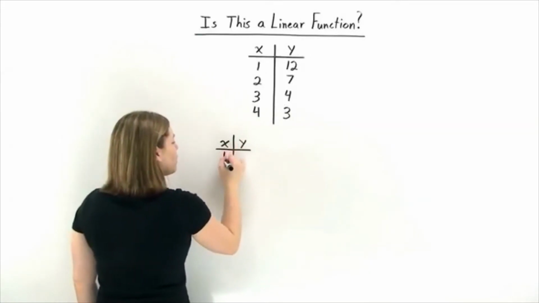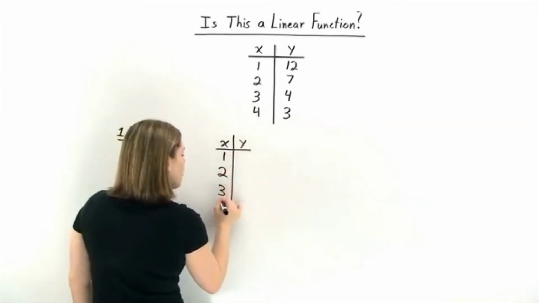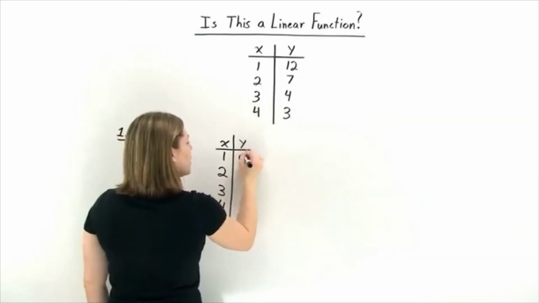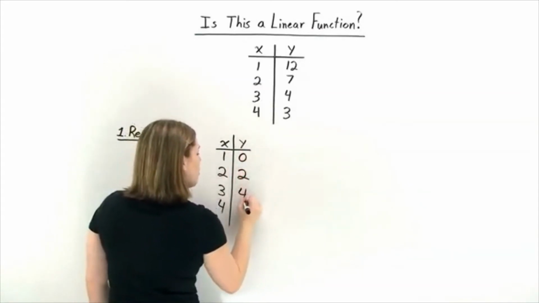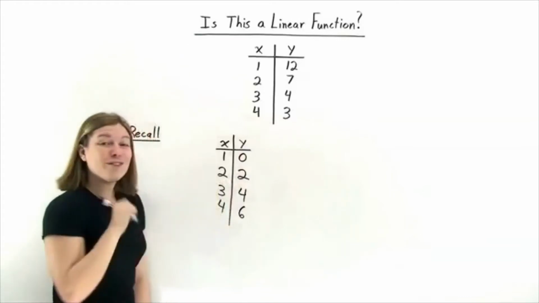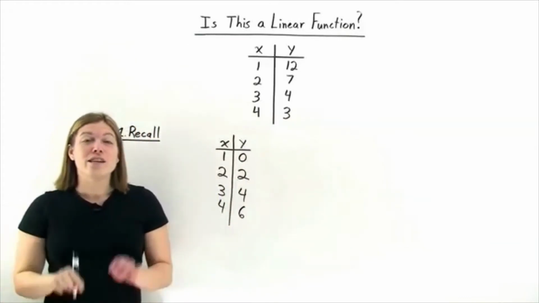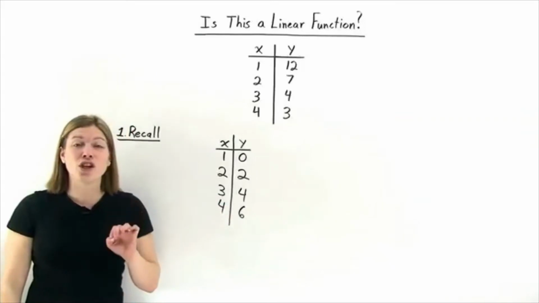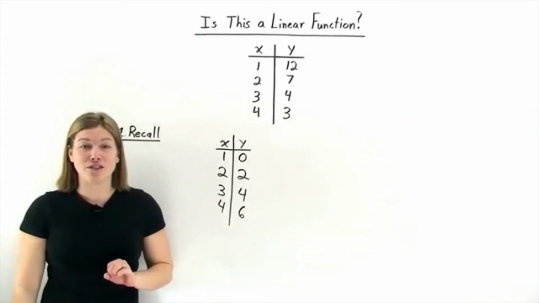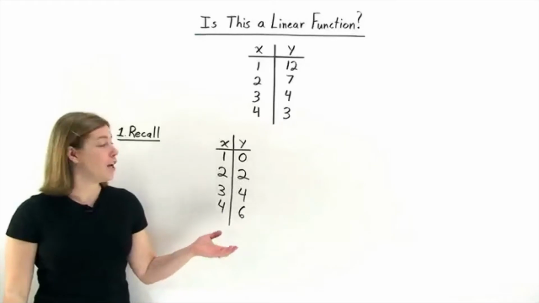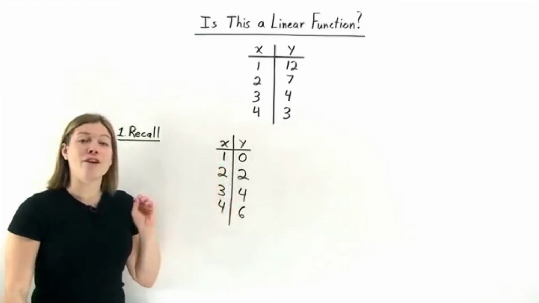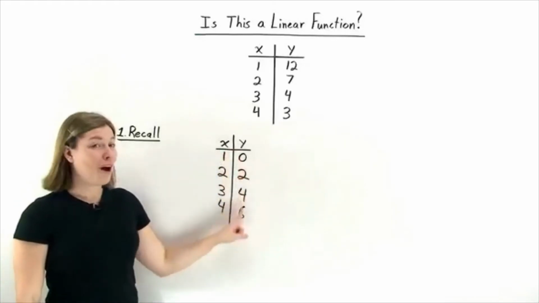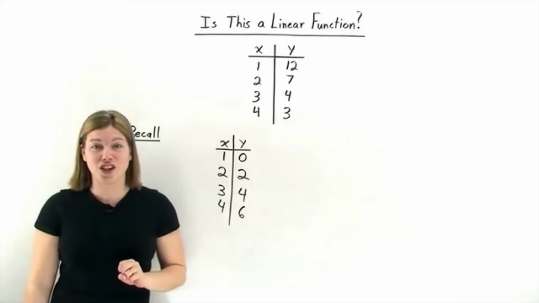Let's say we have the x values 1, 2, 3, and 4, and the respective y values are 0, 2, 4, and 6. Great! Now, to see if this is a linear function, we need to look at the changes in the x values and the y values. In order to be a linear function, the x values have to have a constant rate of change, and the y values have to have a constant rate of change.